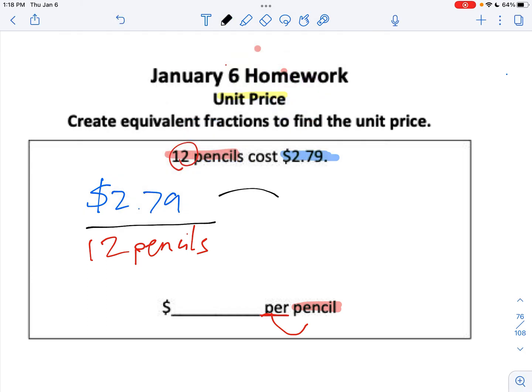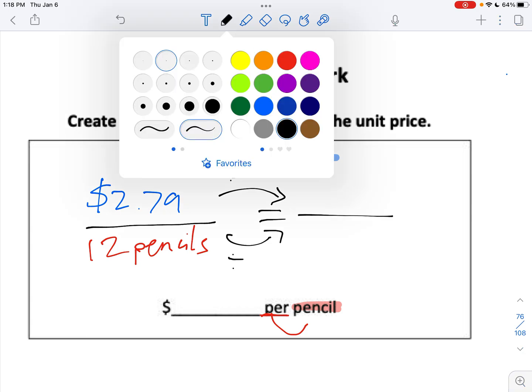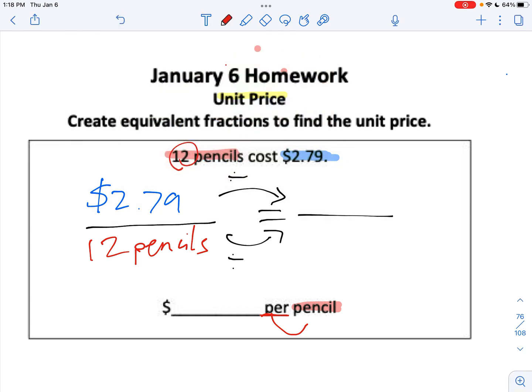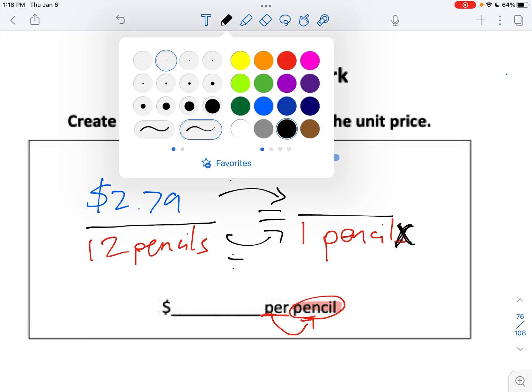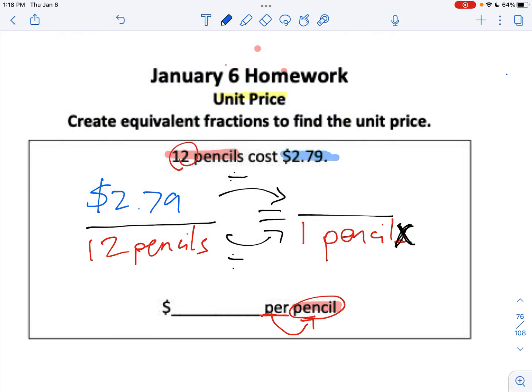So now when we make our equivalent fractions, we want to divide by something to equal a new fraction, this time with something different on the bottom. What number is going to be on the bottom? Well, we know pencils are a unit, and unit always means there's one of them. So we want 1 pencils. But wait a minute, we can't say pencils because there's only one of them, so we can cross out that S. So 1 pencil on the bottom. And on the top, well, we don't know what it's going to be yet, but we do know that it's going to be some number in dollars.